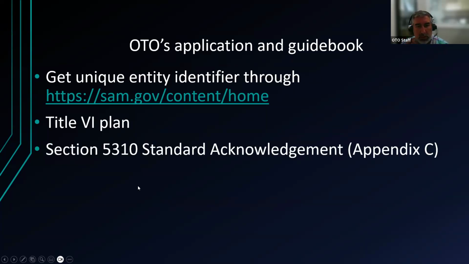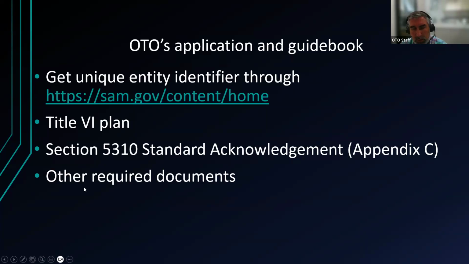Then we do have a standard acknowledgement, which is an attachment. It has some provisions saying that we will include federal clauses in the contract that are required by the federal government, and also that you will maintain the vehicle later on and that you have the local match. That would be something to read through, and then it needs to be signed and uploaded with the application.